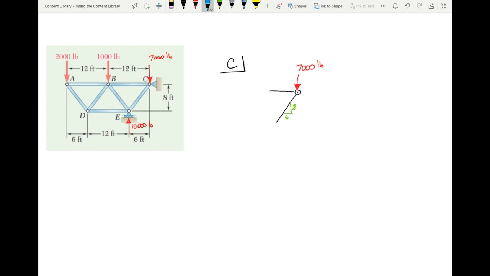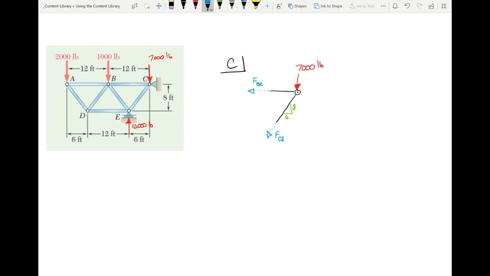Now we have to ask ourselves, what are our unknowns? I propose that there are two unknowns in this joint, namely the forces inside those members. We can label this however we want. Maybe we'll call this FBC, and we'll call this one FCE. I usually label them alphabetically. So this is a description of what our joint looks like and all of the unknowns that go into it.